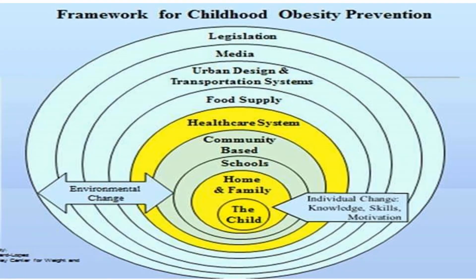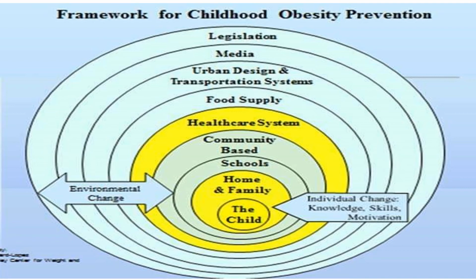This is the framework for childhood obesity prevention. It is almost like adults, but the role of the family and home is less among adults. So it begins with the child himself: individual changes, knowledge, skills, and motivation. Then environmental change and home health education, community-based health education mainly, and less advertising for junk foods.